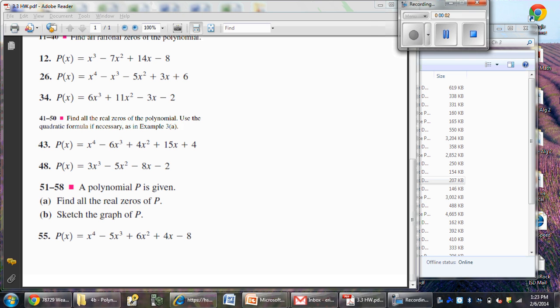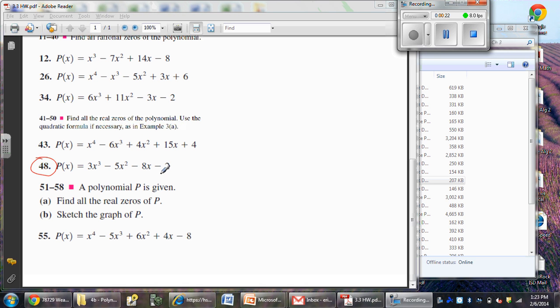Okay, so I'm going to go over number 48. This is from the 3.3 homework, page 279. Number 48 wants us to find all of the real zeros and then use the quadratic formula if necessary, which it will be on this one. So your first step is to find your possible zeros.